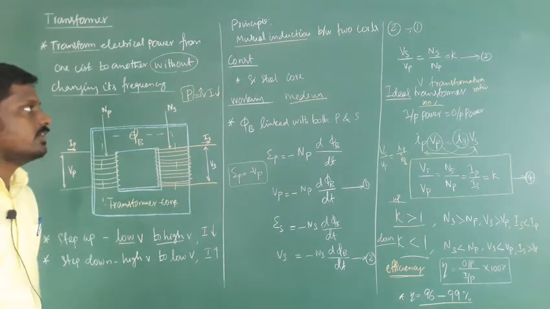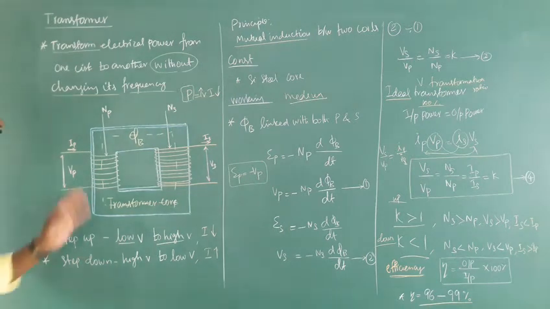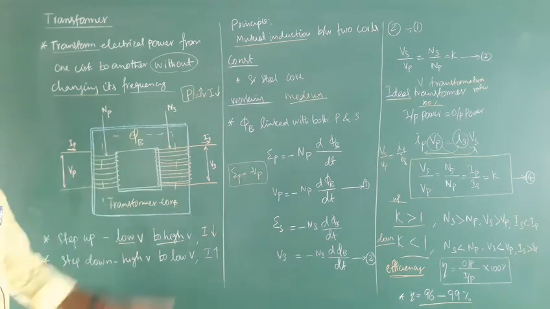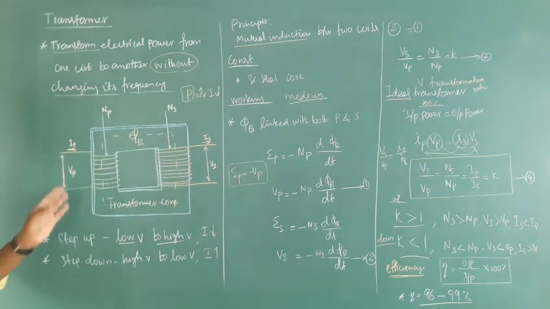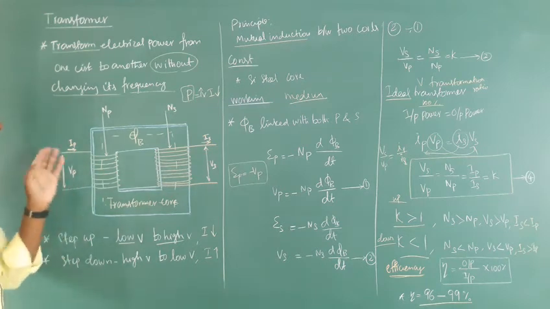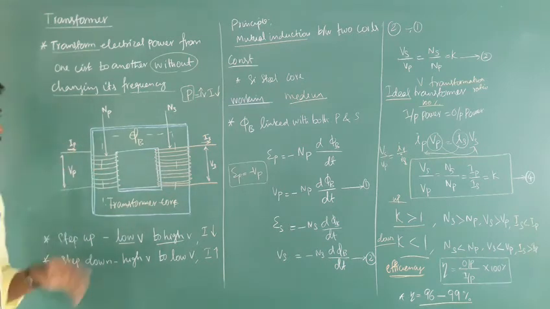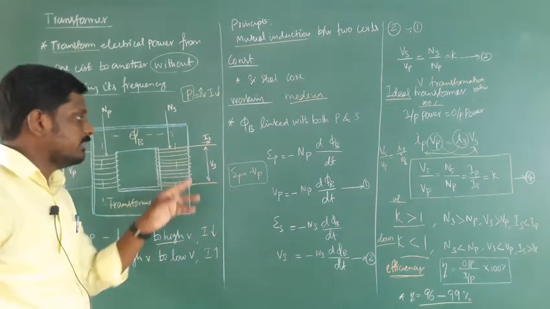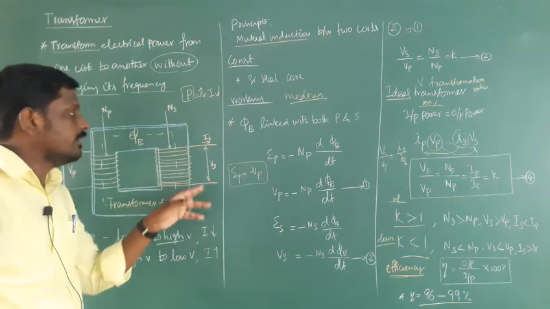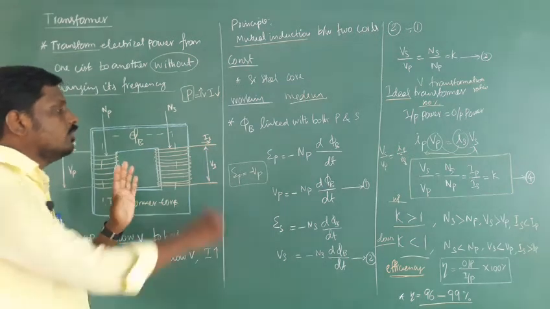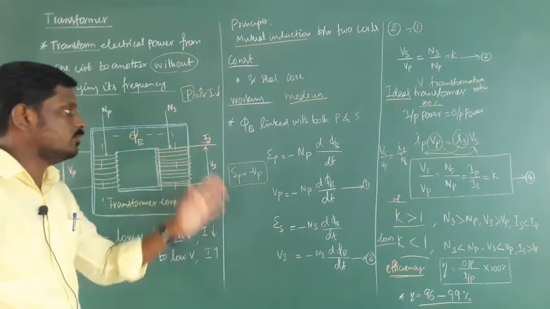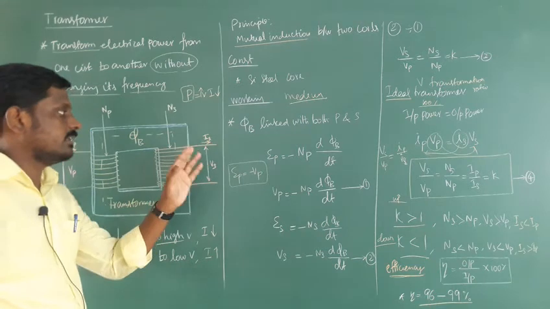Then construction, which I have discussed earlier. The transformer core is made up of silicon steel, a good magnetic material. The primary coil has Np number of turns, and the secondary coil has Ns number of turns. The voltage across the primary is the primary voltage, that is the applied voltage. The current flowing through the primary is the primary current. Then the secondary current, and the voltage across the secondary coil is the secondary voltage, that is the output voltage drawn out.